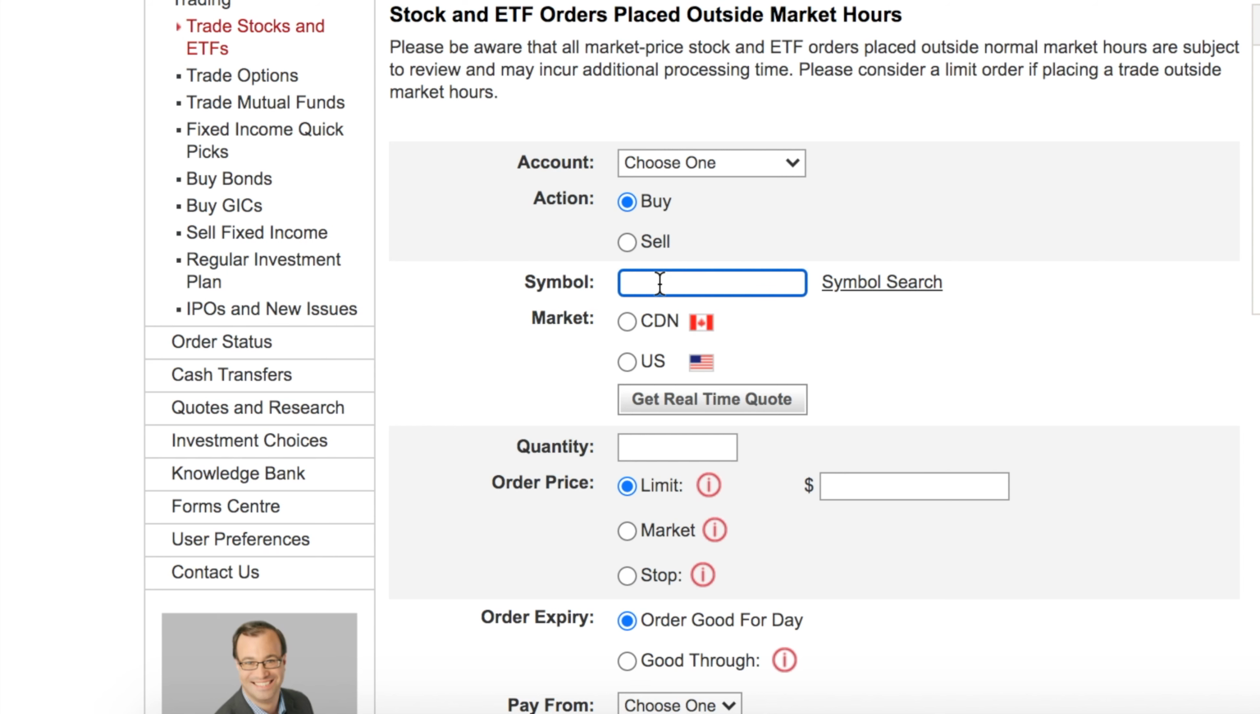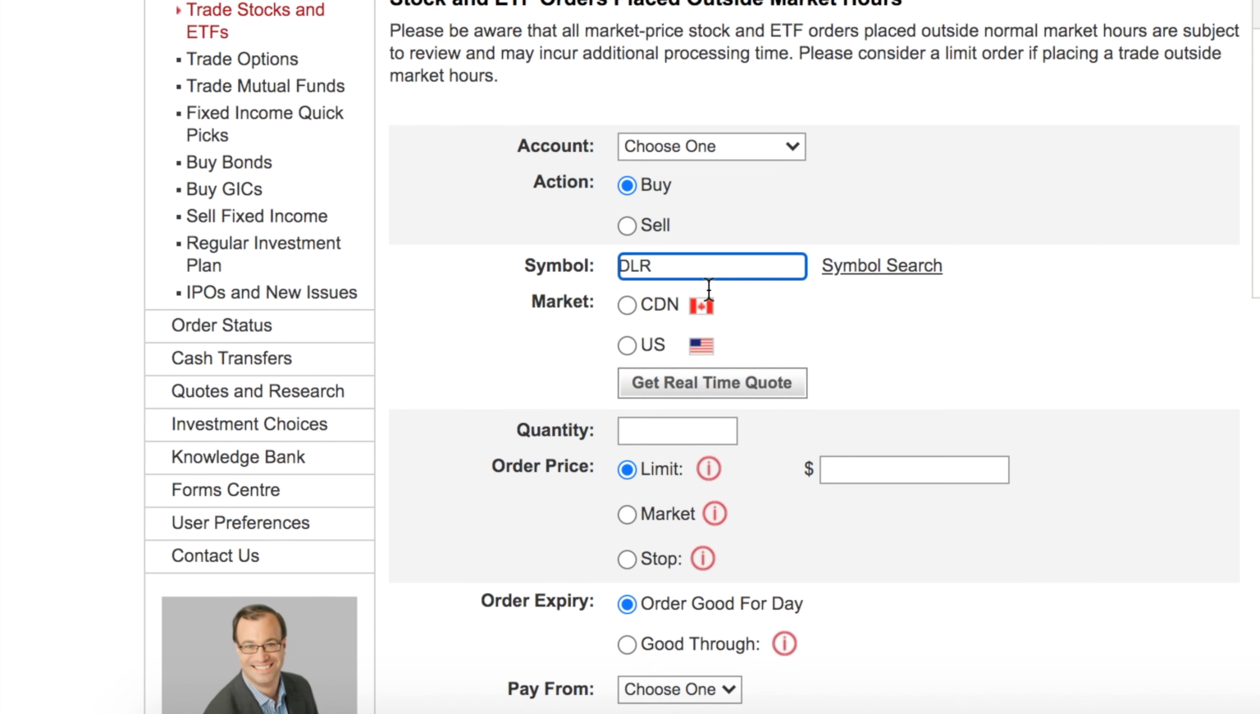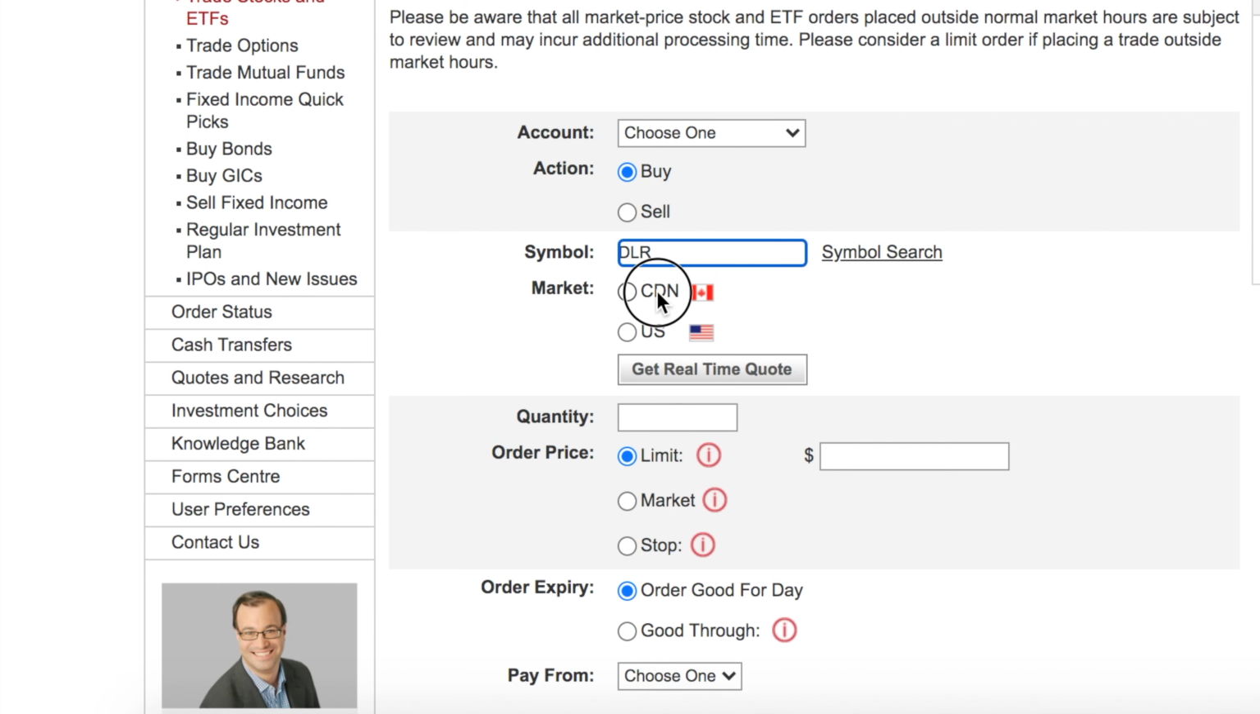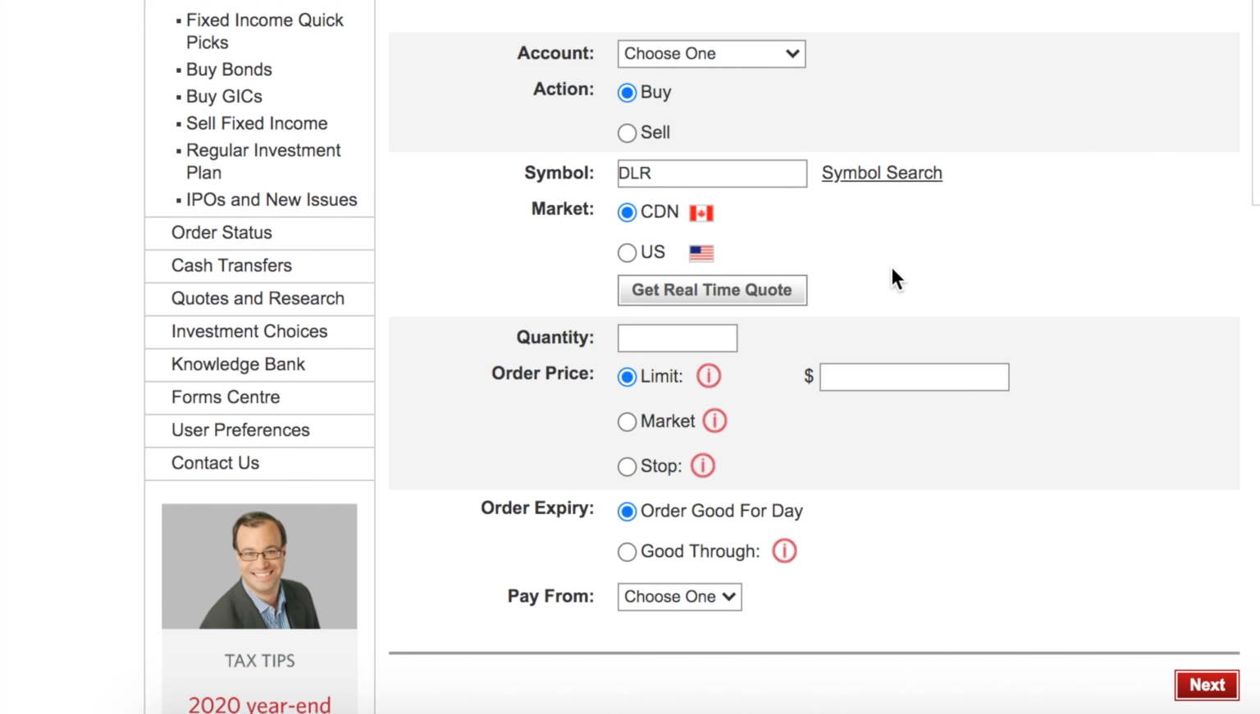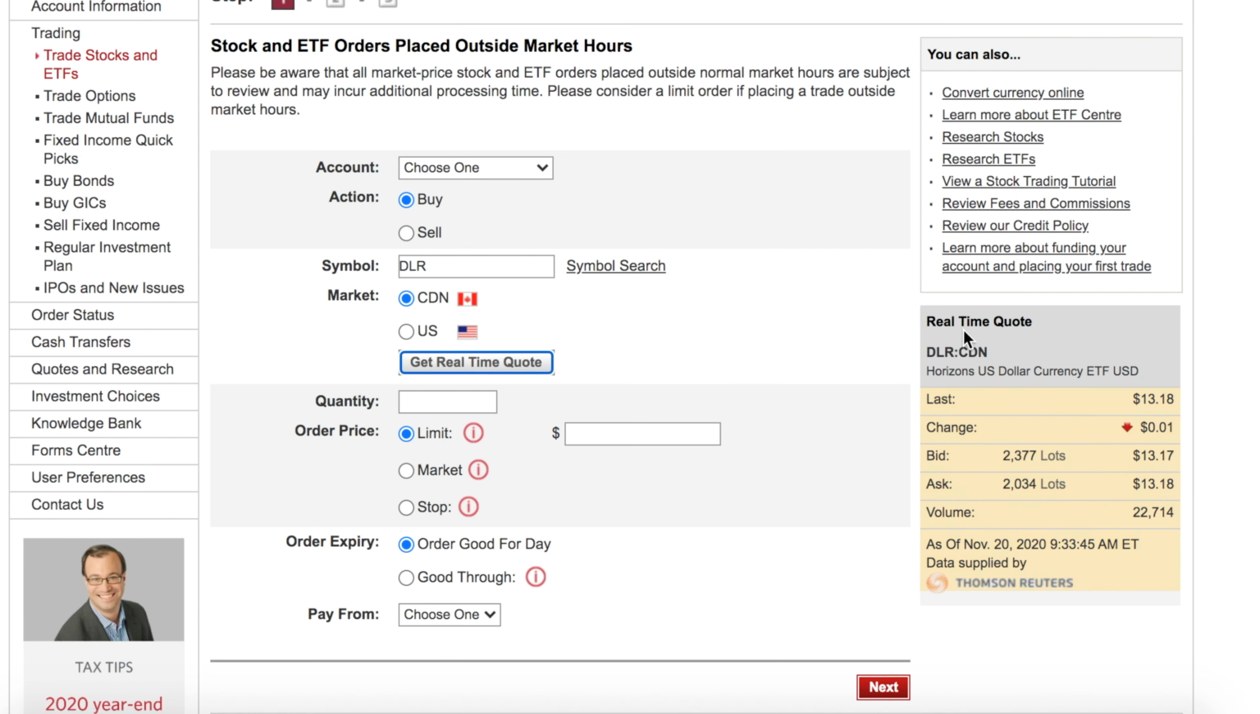Under symbol, you're going to type in the ETF DLR, as in dinosaur licks a rat. Very important, you want to click on the Canadian market. Click real-time quote. On the right-hand side here, you can just confirm you've typed in the right thing. It should say Horizon US Dollar Currency ETF USD. Don't worry about the USD, it is on the Canadian market in Canadian dollars. And the price here of $13.18, it usually trades at $13 and some cents.